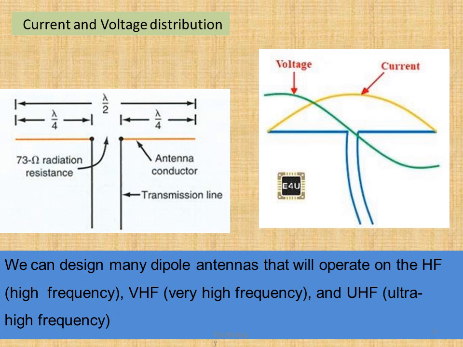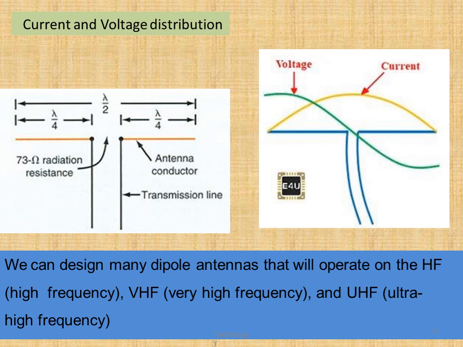Now this is the half-wave dipole antenna, where we can see the total length of the dipole antenna is lambda by 2, and it is divided into two halves. One half, lambda by 4, for either the positive or negative, whatever we give, and similarly another half, lambda by 4, for the other conducting wire.